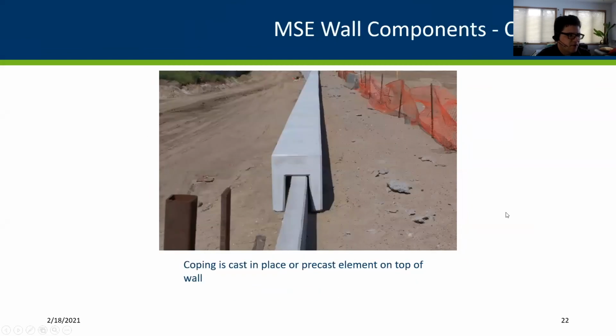And then the component more for aesthetics is the coping, usually a precast coping, but it can be cast in place. And that just goes on top of the panels and gives it a nice finish, nice look at the end.